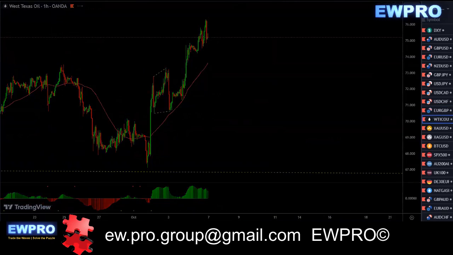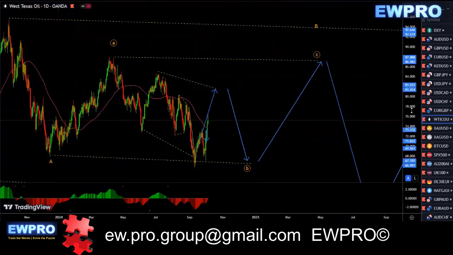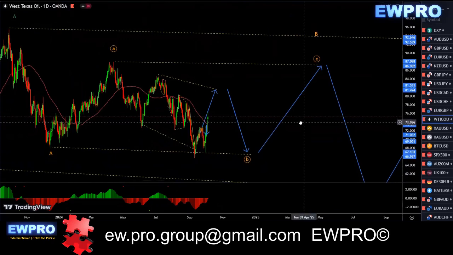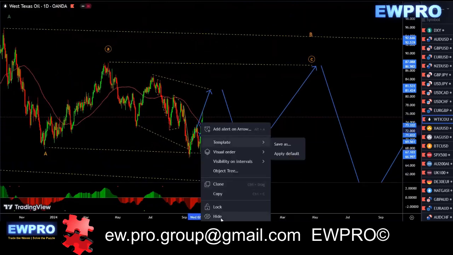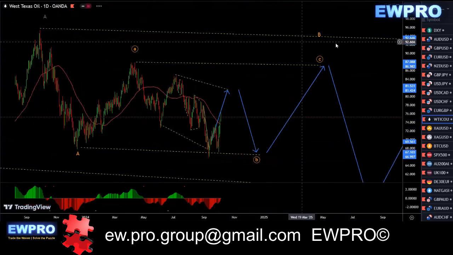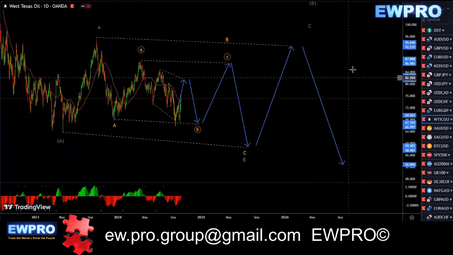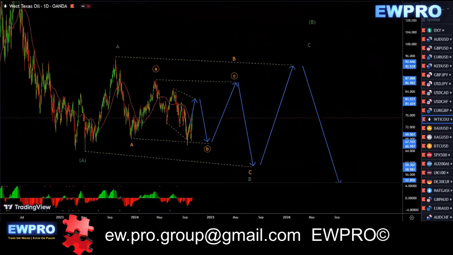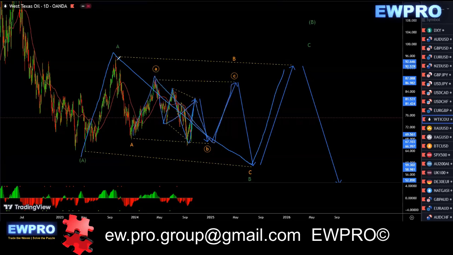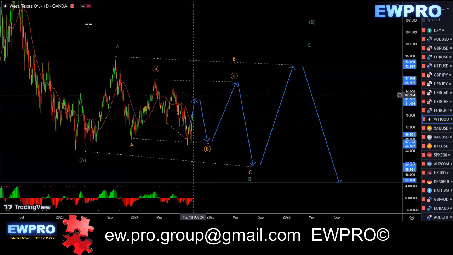WTI. It's pretty much following our arrows here. I put these arrows on a long time ago. If you've been following me, you know, looking for this structure in here, this A, B, C, and then we get, well, in here there's an A, B, C, A, B, C, A, B, C, then the A, B, C before the A, B, C. So I've had that on there for a long time. I'm looking for upside.